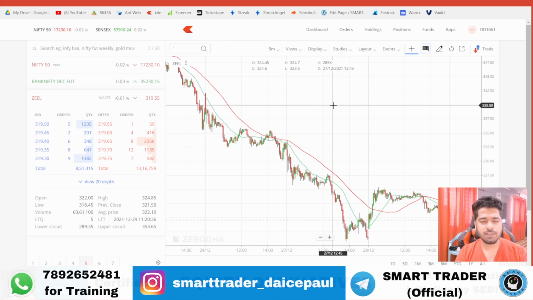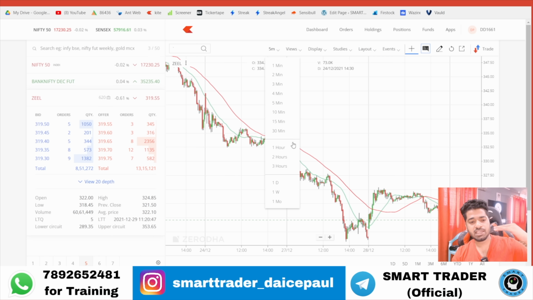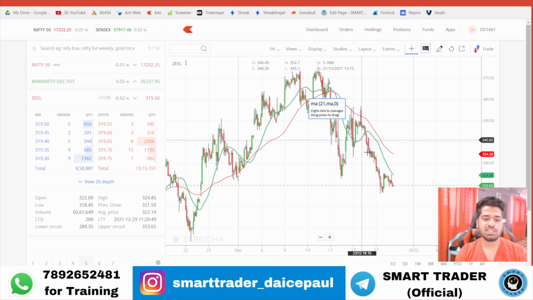Same way, in a shorter time frame, you know that there are a lot of challenges. There will be a lot of noise. Noise means there will be a lot of mistakes because it's a very small time frame to judge. Same way in technicals, the higher the time frame, the better the quality of the signals will be.